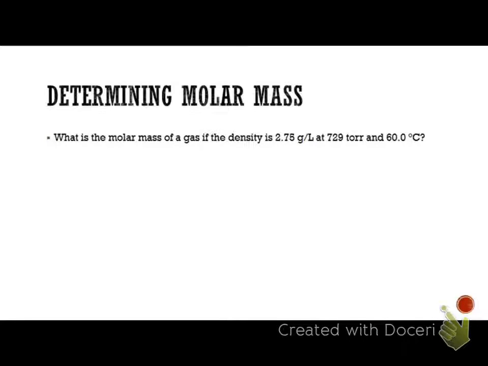For determining the molar mass of a gas, the next two examples are going to be on that one. This one wants to know what is the molar mass of a gas if the density is 2.75 grams per liter. When we're talking about density in terms of gases, it always needs to be grams per liter. And they gave us 729 torr and 60 degrees Celsius, which is pretty mean of them, because now we have to convert that stuff, because we have to match our R value units, remember, of 0.0821 liters times atmosphere over mole K. So we always have to use Kelvin.